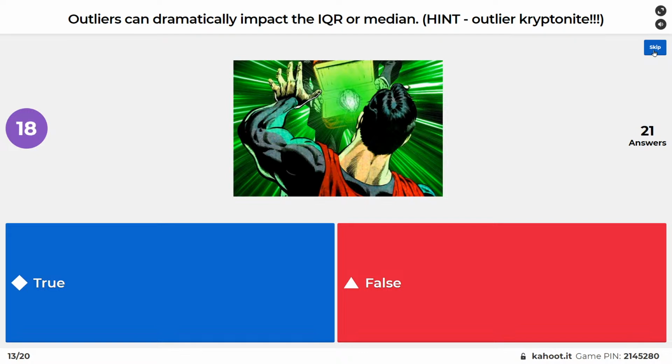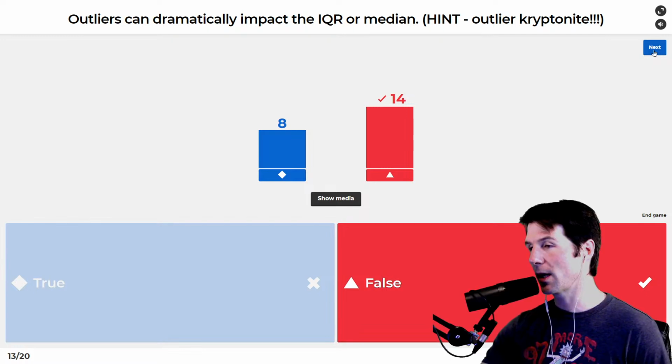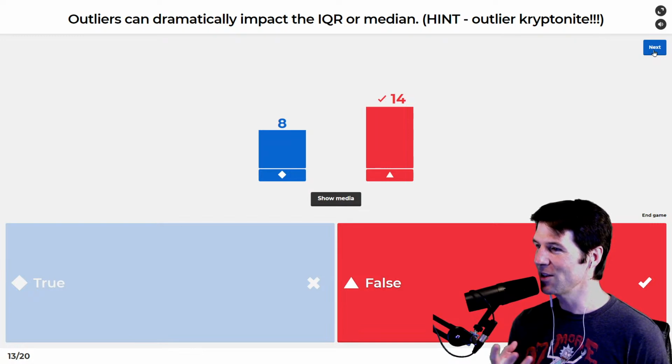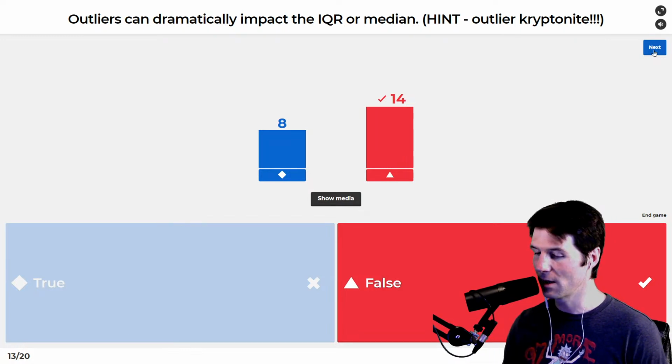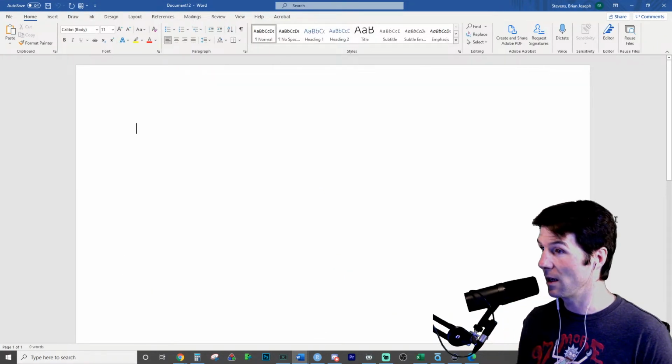So outliers can dramatically impact the IQR or median. That is false. You say, wait, Brian, outliers can do anything. Asterisk. Outliers can do really anything except impact the median and IQR also, because they are based on the position of something. The median and IQR are based on, think about this.